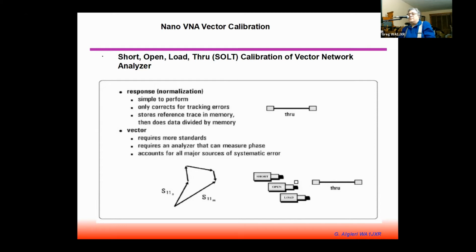and you press a button that's called correction, which means it's going to use those error vectors that it calculated during that short open load sequence. It's going to use them in all the measurements that it does.